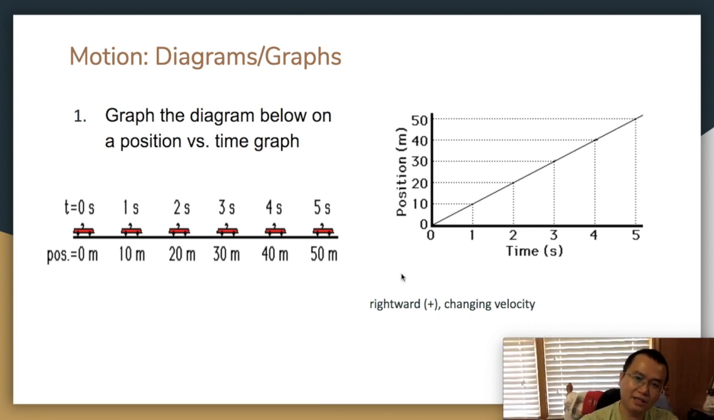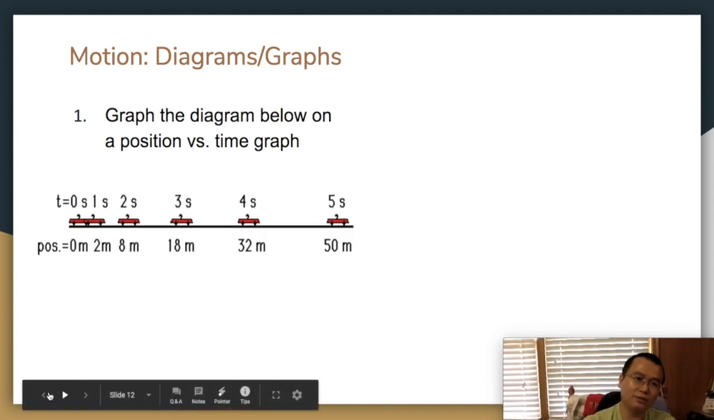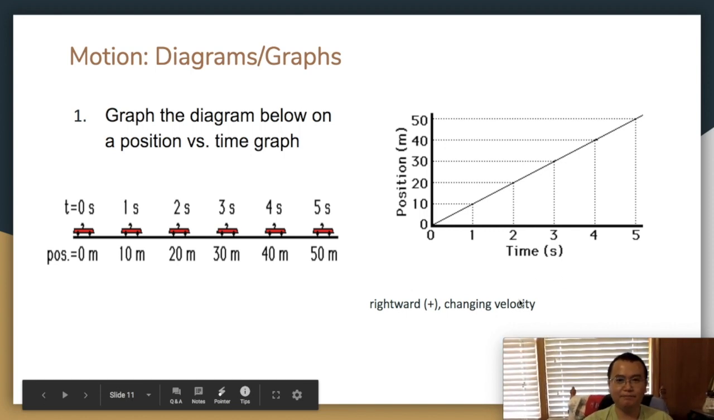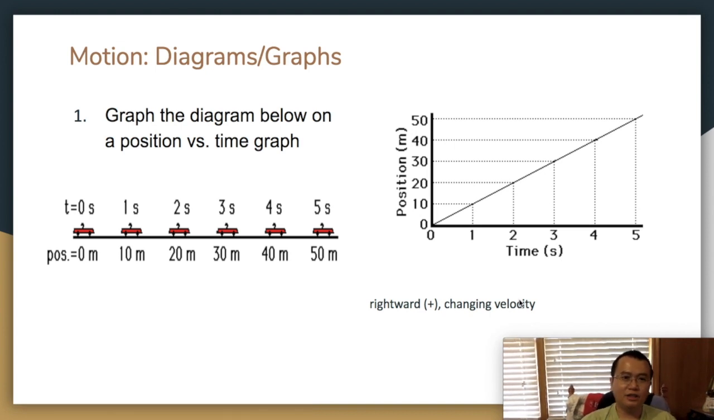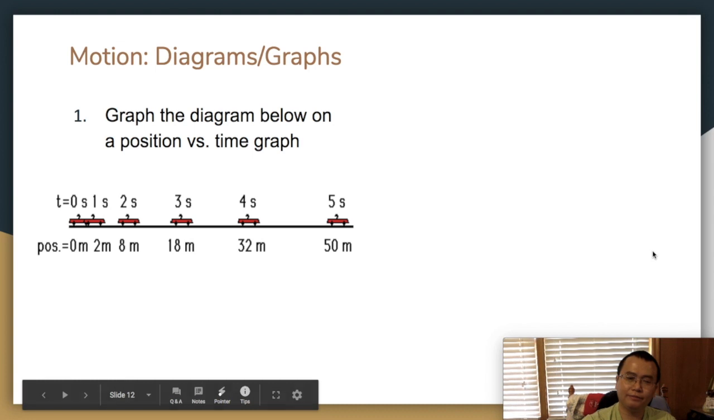Actually, I made a mistake here. There's no change in velocity for this one. Sorry, let me move back here. The velocity is constant. Okay, because you can see every second it just increases by 10 meters, and therefore the speed is constant. That way it covers the same distance every second. Okay, so I made a mistake here. This should be constant velocity.